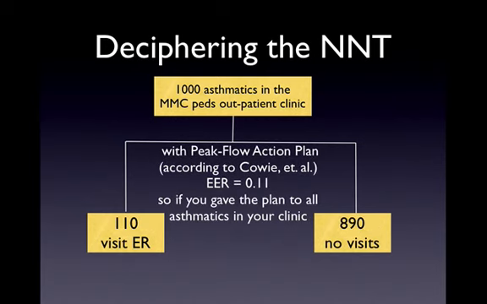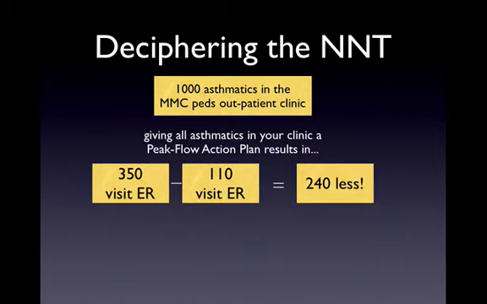Now, according to Cowie's paper, if you taught all of these asthmatics a peak flow action plan, it would reduce the number visiting the ER to the experimental event rate of 0.11. So 0.11 times 1,000 would mean that only 110 would visit the ER, and that would mean 890 wouldn't. So if you gave all of these asthmatics in the clinic your peak flow action plan and they adhered to it, instead of having 350 visit the ER in 6 months, only 110 would visit the ER, or 240 less.